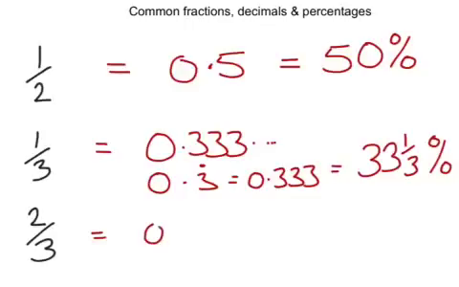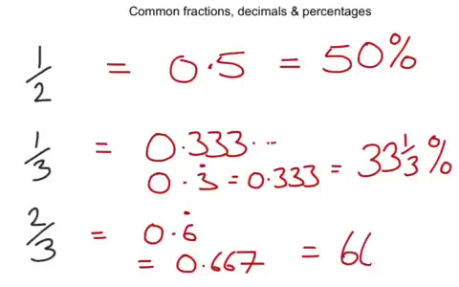2/3, something similar. You might see it written as 0.6 with a dot on top. That means it's 0.6666666. But actually, we'd probably write that to 3 significant figures again. We'll round it up to 0.667. And as a percentage, 66.7%, or let's do 66 2/3%.